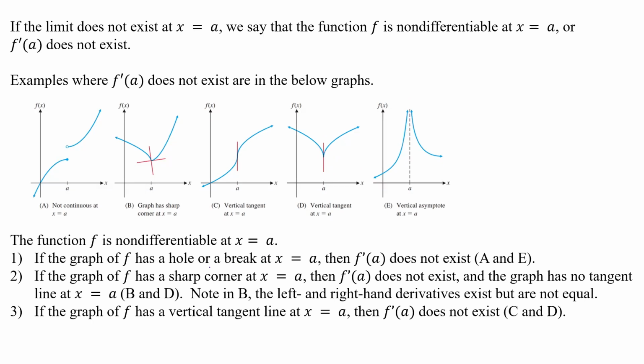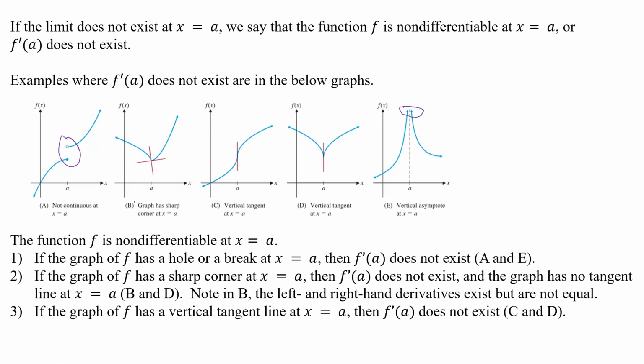So it's non-differentiable at x equals a if the graph has a hole or break at x equals a. So, that's the hole or the break. Okay. And so therefore, f prime of a does not exist in a here or b here because there's this break here as well. Now, if the graph has a sharp corner at x equals a, then f prime of a doesn't exist and there's no tangent.